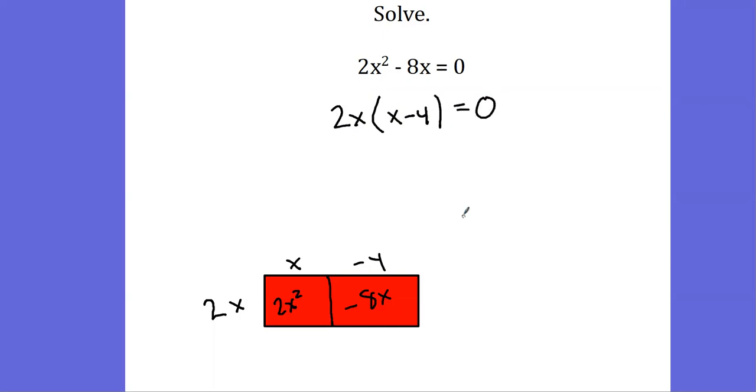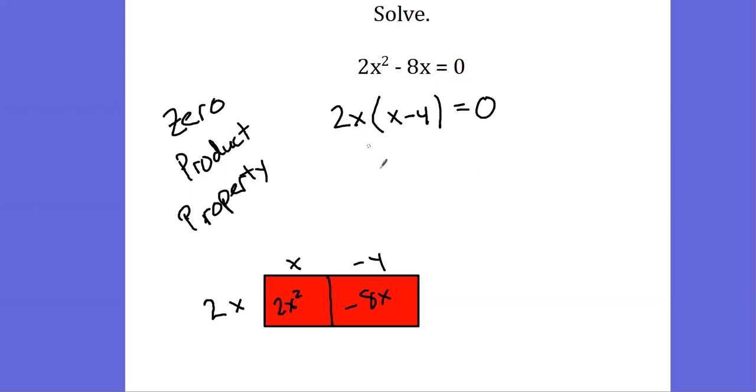equals 0. Now that I have this written as a product, I can take advantage of the zero product property. I have all I need to be able to use this. I have 0 on one side of the equation, and I have the other side of the equation written as a product. So if I have something times something else getting 0, there's only two possibilities.